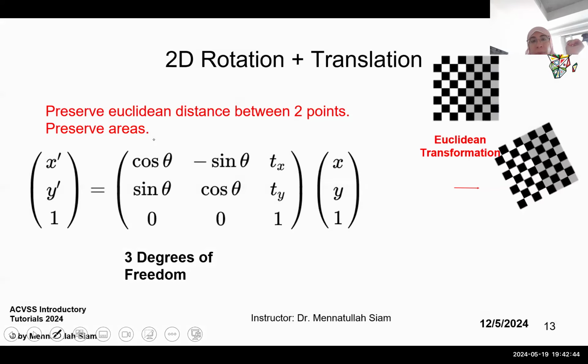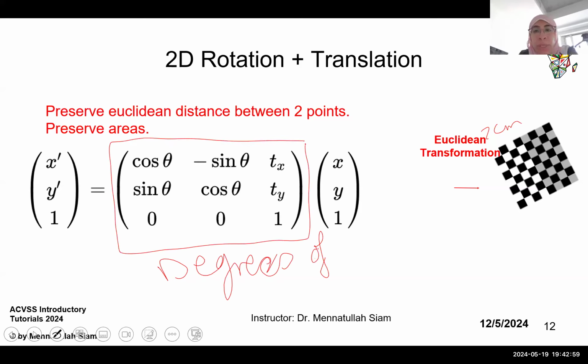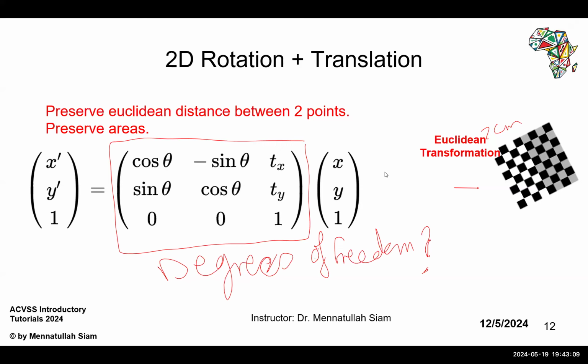And the last one is that, sorry, I'm not sure if you already saw it or not, but what do you think? How many degrees of freedom will this transformation have? So for this transformation matrix, how many degrees of freedom do you see? Yeah, two? Thank you, Rachel. 3? 3, yes.